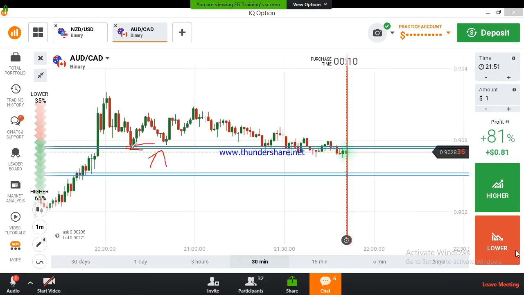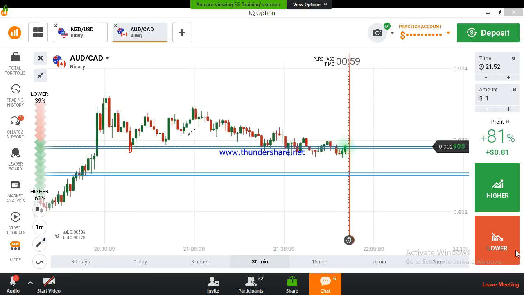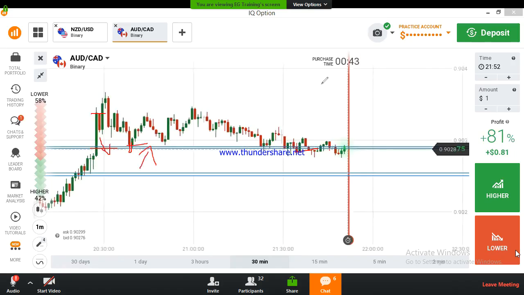So if the candle breaks this level like this, then you can't place your trade because this is a breakout candlestick. So it's better to avoid if there is a breakout candlestick like this. If there is any breakout candlestick, then don't place your trade. Here there is a breakout candlestick, then you can't place your trade. The candle must close below the level if you want to place a lower option. The candle must close above the level if you want to place a higher option.